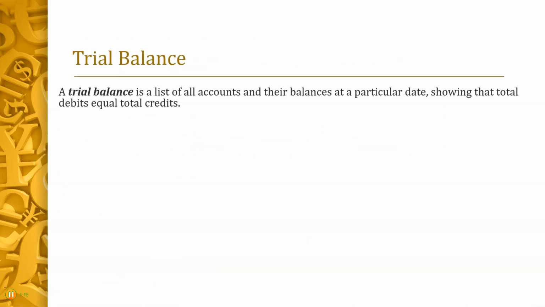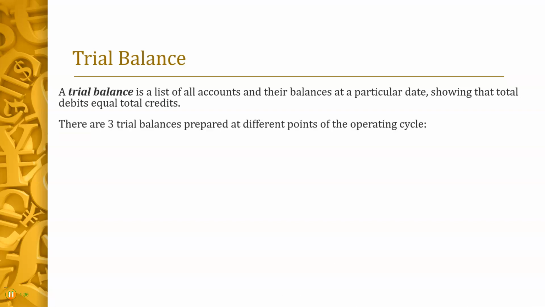Now, a trial balance, the first one, which is called the unadjusted trial balance, is a list of all accounts and their balances at a particular date showing that total debits equal total credits. What you're doing is you're trying to make sure that all accounts have their normal balances and the debits total the credits, because remember, we have to be in balance.